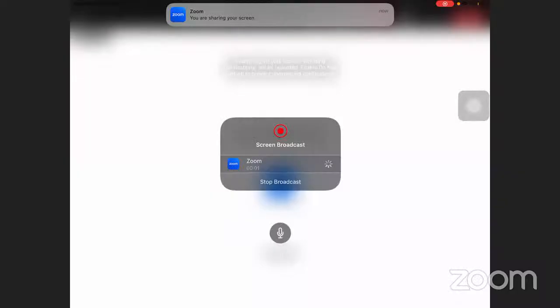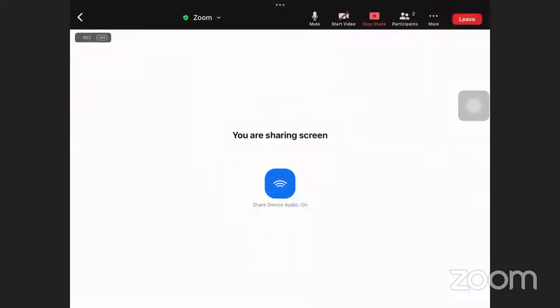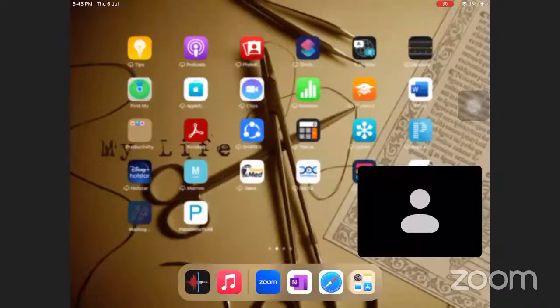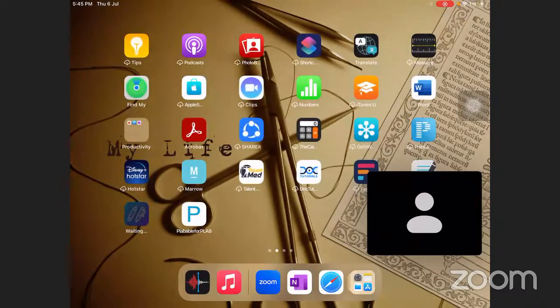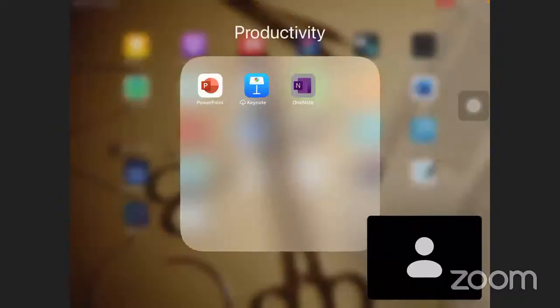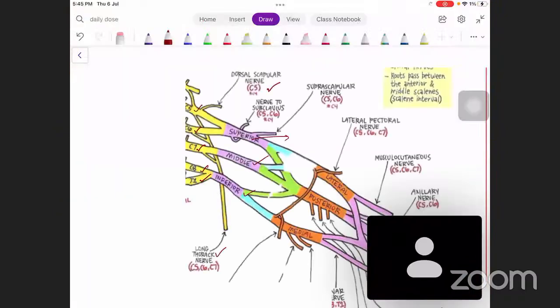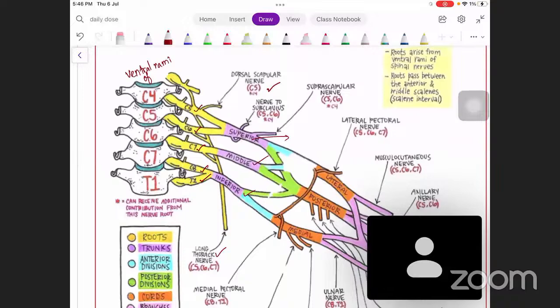What are the 3 trunks and what are the 2 branches? So the 3 trunks are your upper trunk, middle trunk, and lower trunk. C5 and C6 give rise to the upper trunk, while C7 gives rise to the middle trunk, and C8 and T1 give rise to the lower trunk. Apart from that, it gives rise to 2 branches.